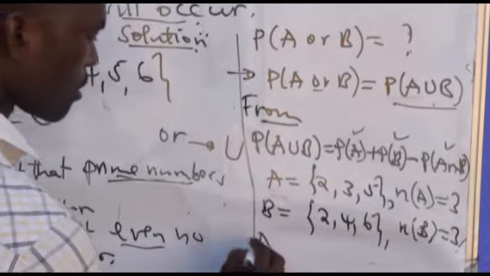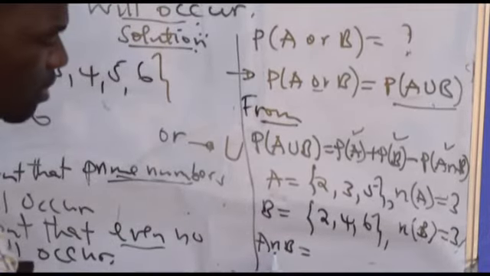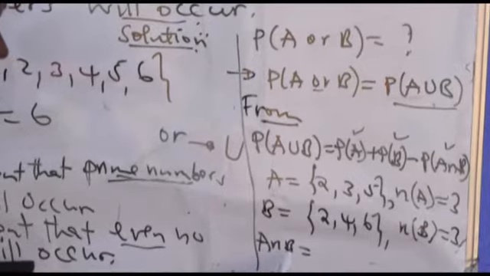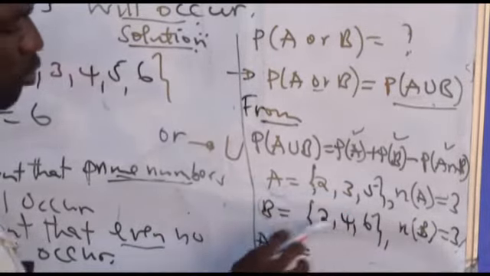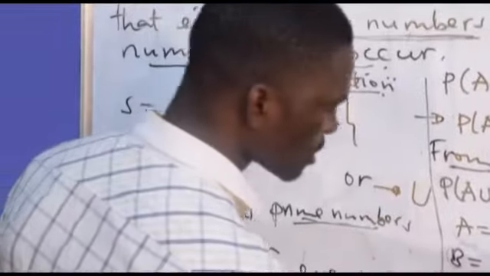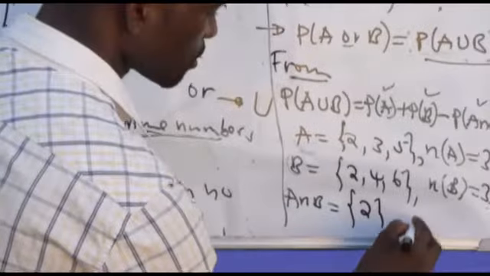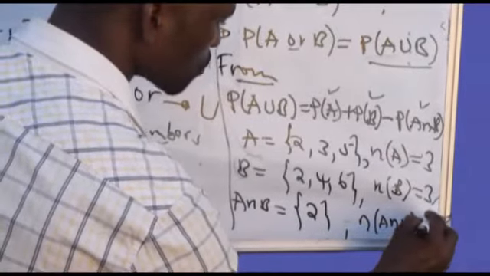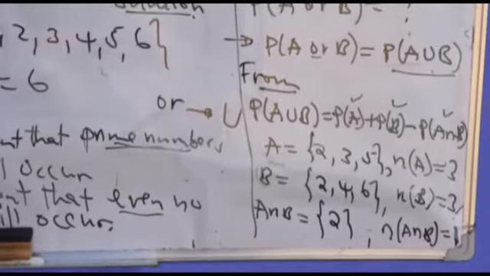And A intersection B now. A intersection B is all members which appear both in set A and in set B. Now you can check from set A and set B the members which are common. They are only number 2. So the number of elements in A intersection B is equal to 1.